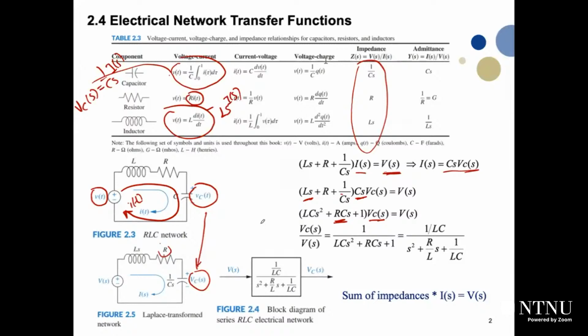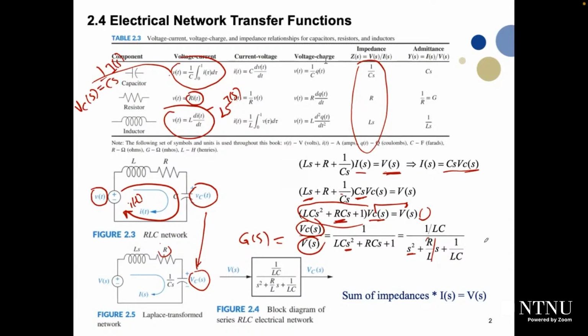We need to find the transfer function. So transfer function G of S would be Vc of S, which is the output, divided by the input, which is V of S. So this one divided by this one, it will be the coefficient of this one, which is 1 divided by that part. So it will be 1 divided by LCS squared plus RCS plus 1. So try to make it beautiful, try to arrange. So divide by LC, because we need to have S squared here. So it will be S squared plus RC divided by LC, which is R divided by L, multiplied by S, plus 1 divided by LC. Here also we need to divide, so the numerator is 1 divided by LC.